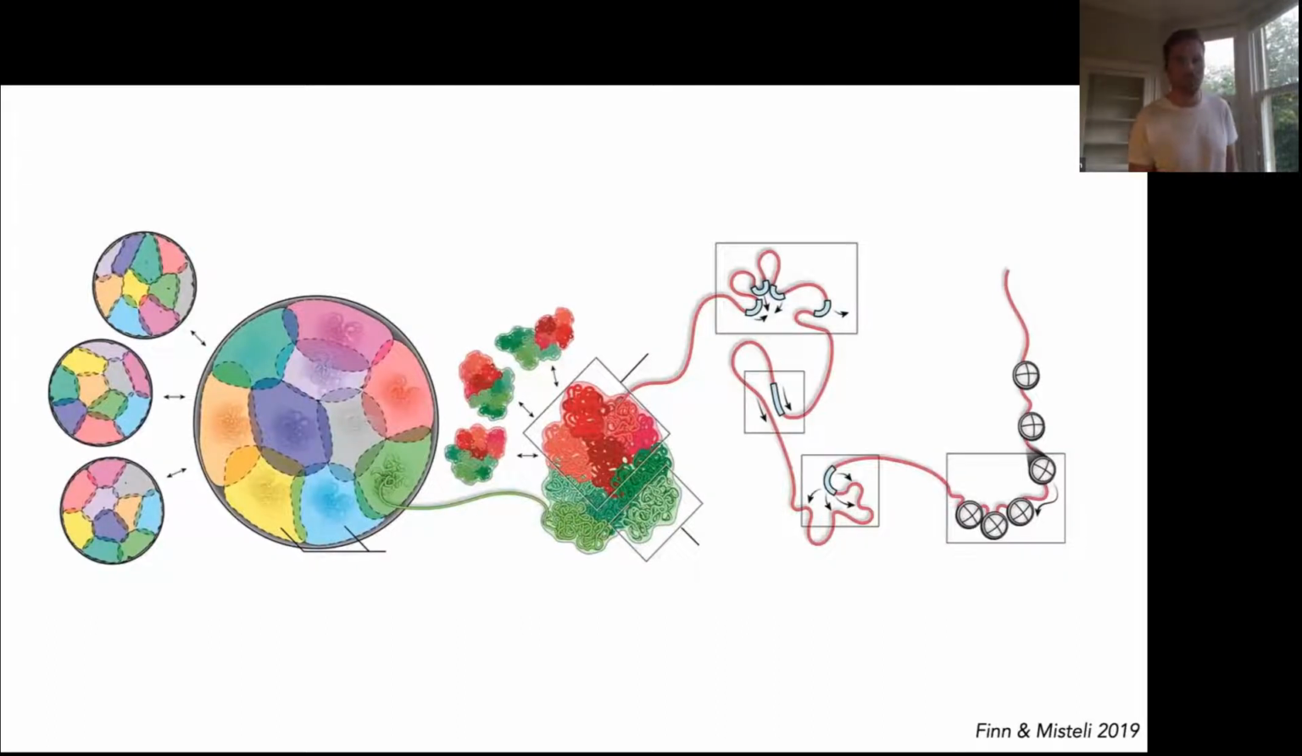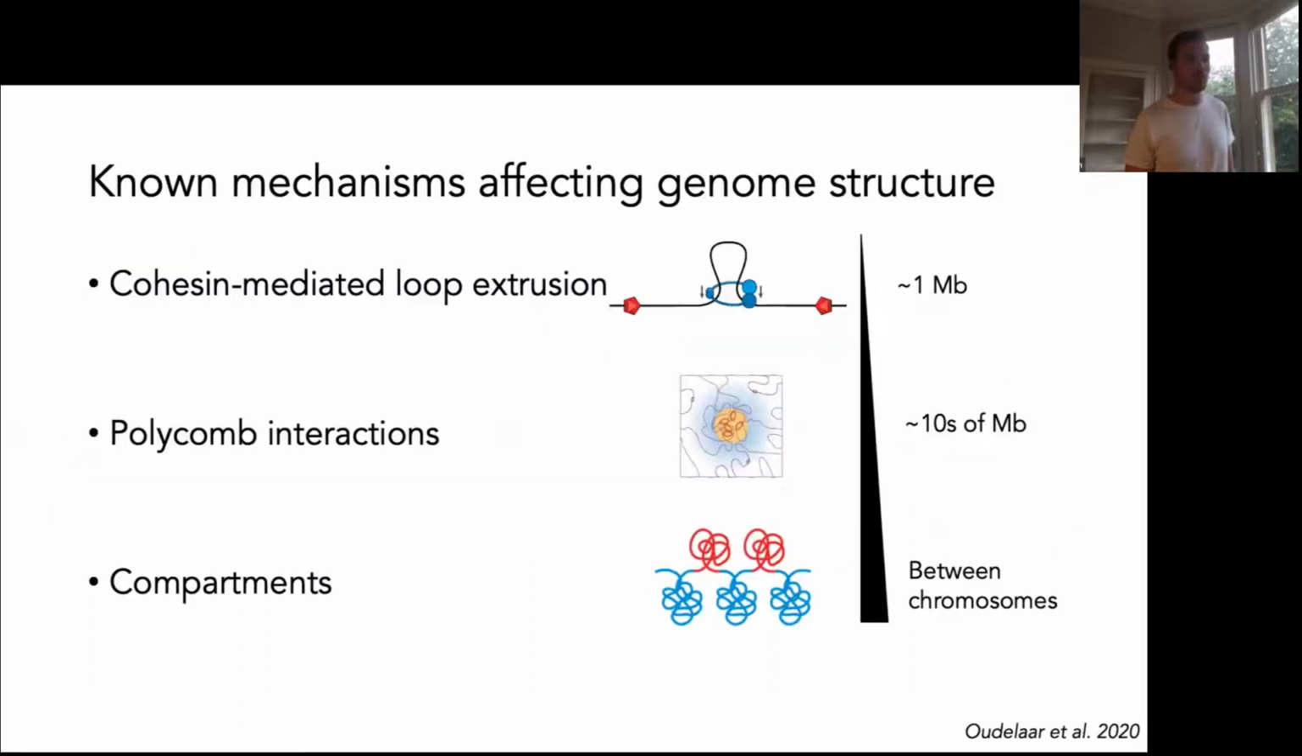I'm interested in the organization of chromatin and particularly the mechanisms that regulate how chromatin is organized and how these relate to transcription. We already know many things about how this works. I'm just listing some of the things here. This is not an exhaustive list.